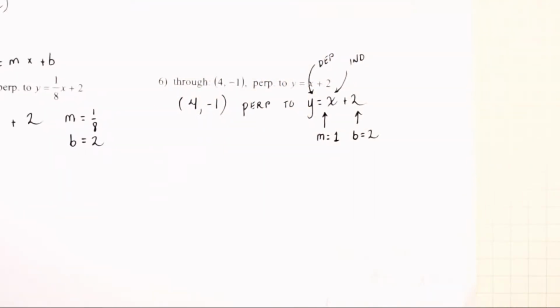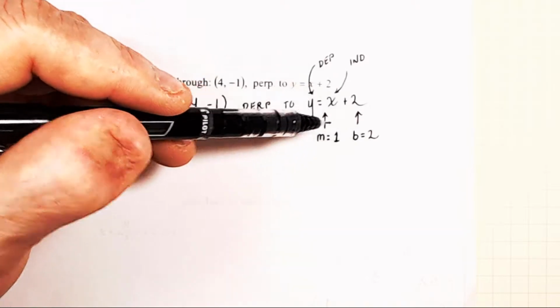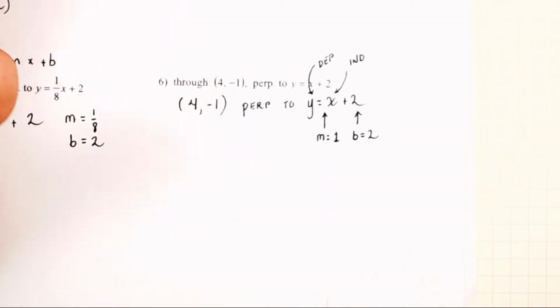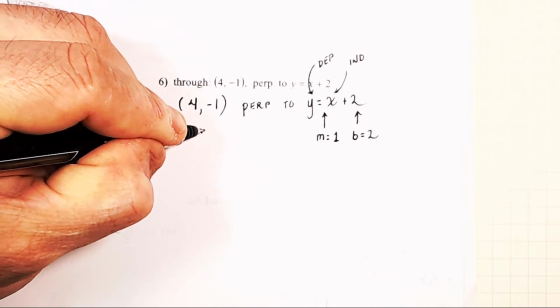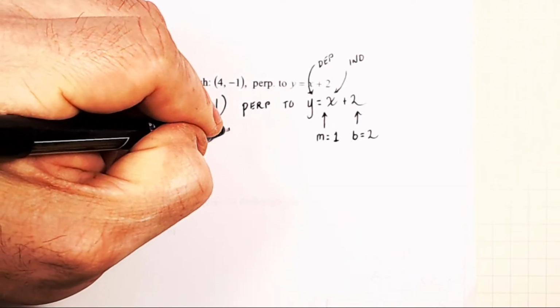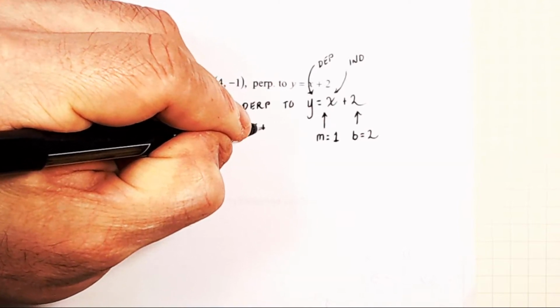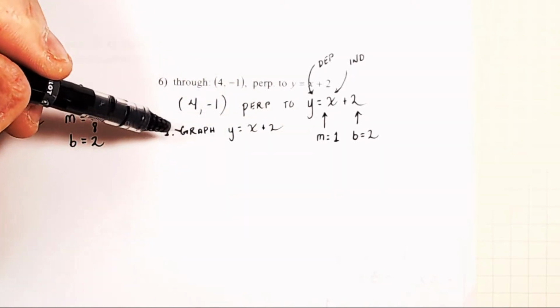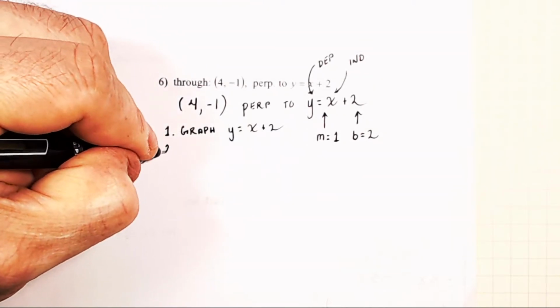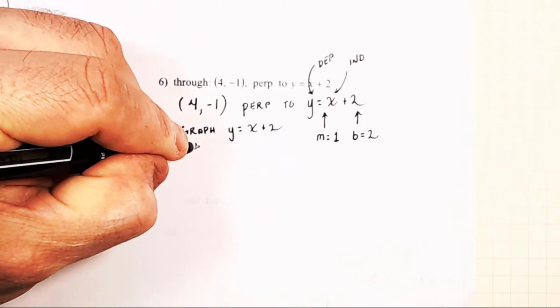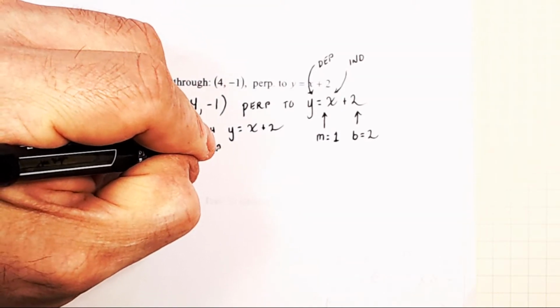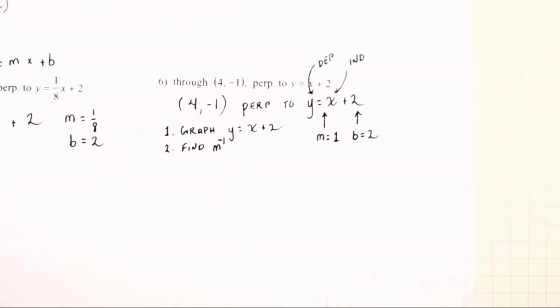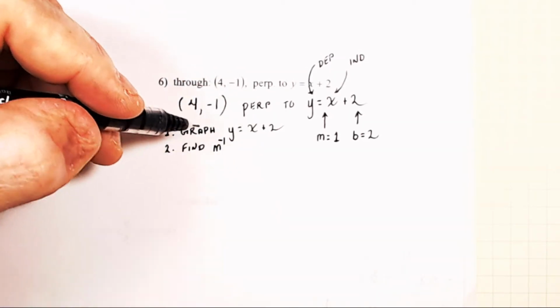So now that we've identified each component of our given linear equation, let's examine the process now. The very first thing I'm going to do is graph y equals x plus 2. Once I graph y equals x plus 2, I will find the negative reciprocal of the slope. That's m superscript -1. Negative reciprocal of the slope.